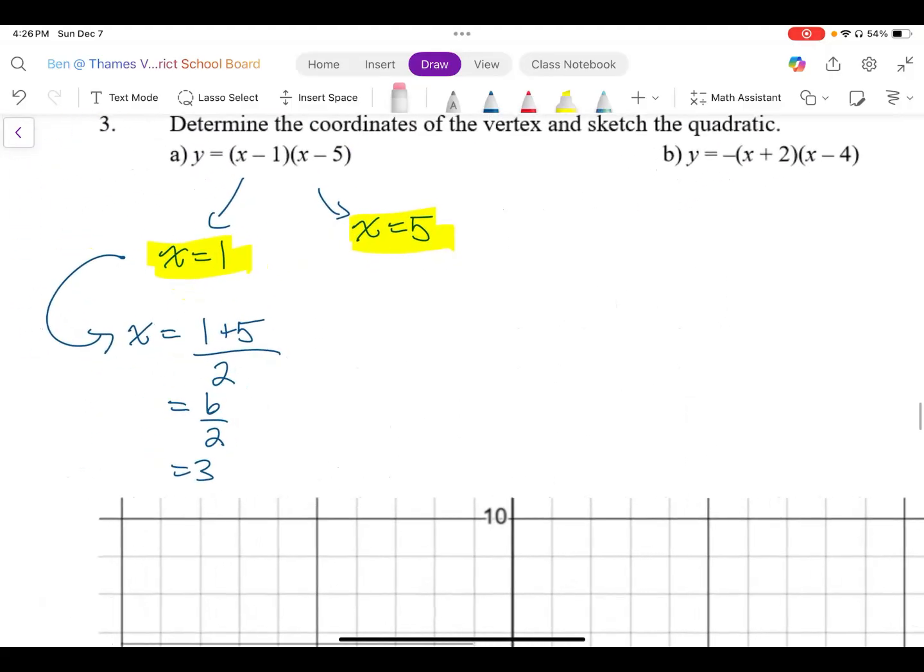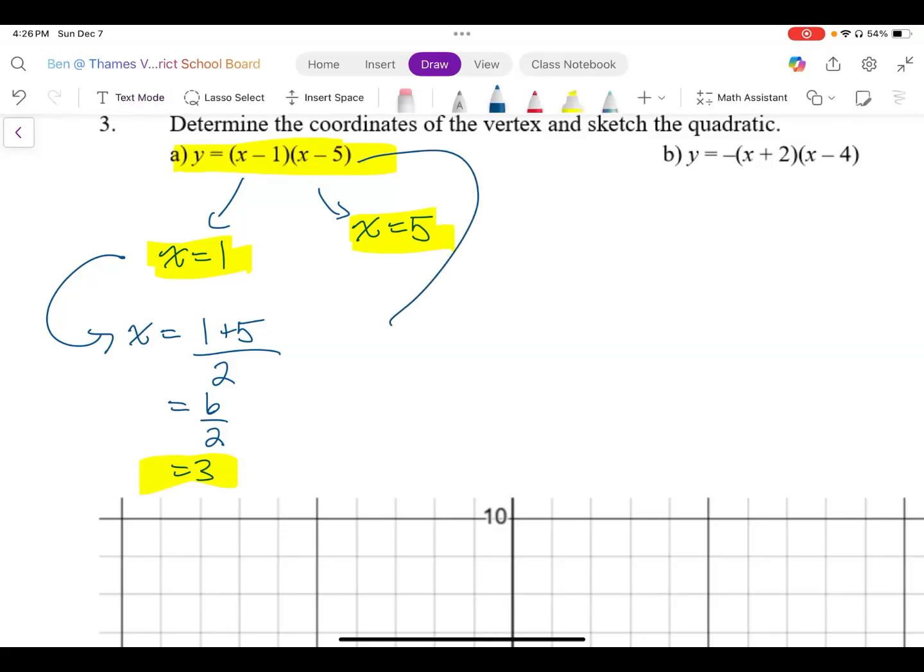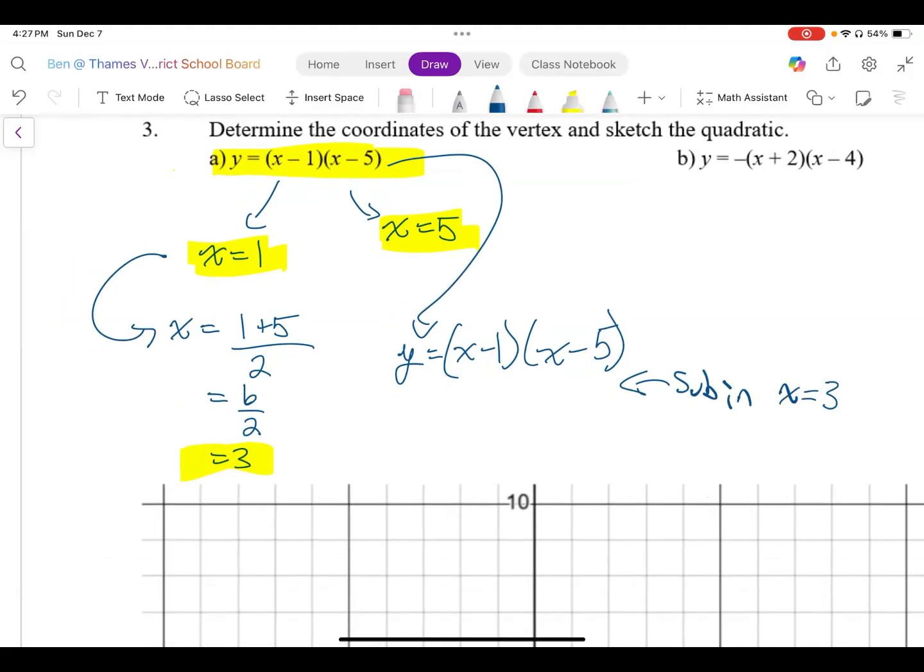So luckily for us, we have a tool that will give us the y value if we know the x value. We know the x value of our vertex down here, and we have an equation up here that is specifically used to find y values when we know x values. We're working with y equals x minus 1 times x minus 5. And we're going to substitute in x equals 3. So into this equation, that's y equals 3 minus 1, multiplied by 3 minus 5.